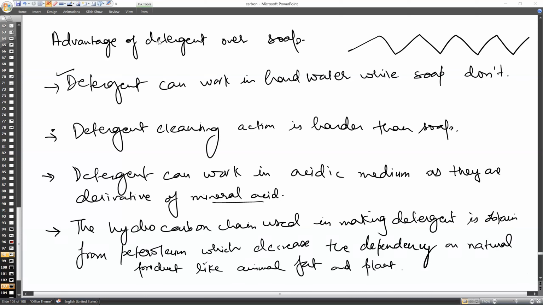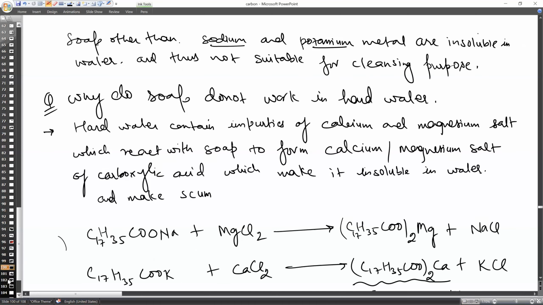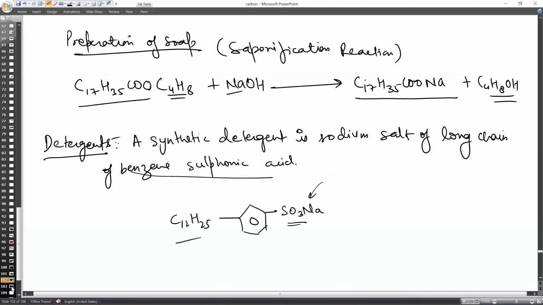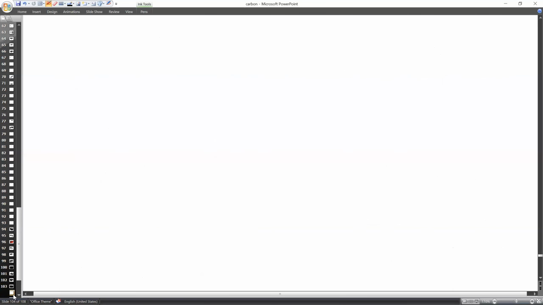Okay, next. What is one demerit of detergents? Detergents are not biodegradable. This is a disadvantage of detergents, while soaps are biodegradable because they are made up of animal fat. That's why they are biodegradable.